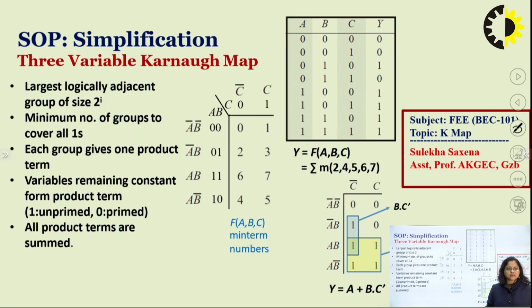Now we will take one example of again SOP form, that is 3 variable KMap. We will take an expression 2 4 5 6 7.